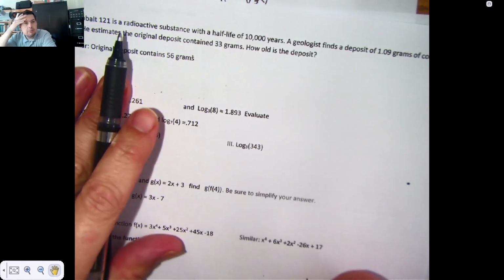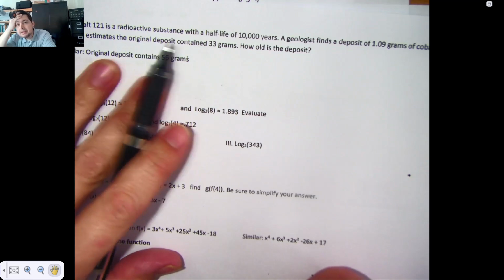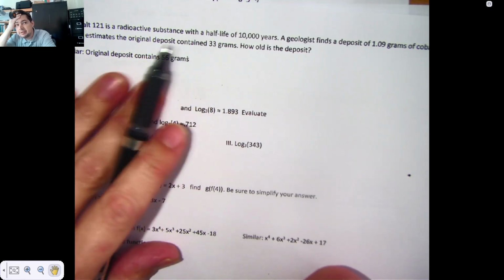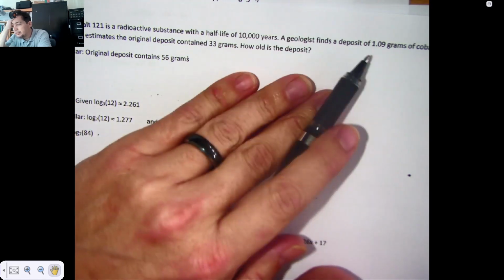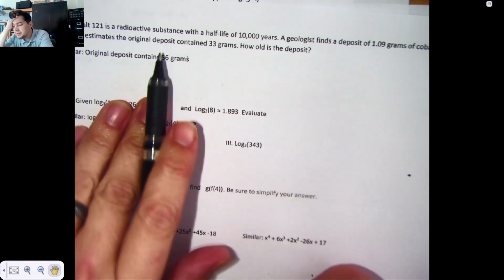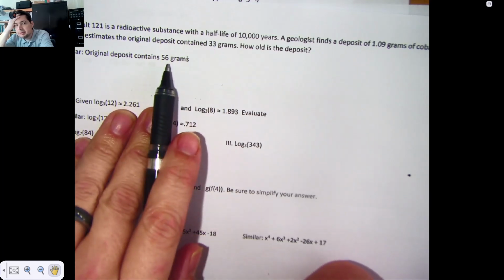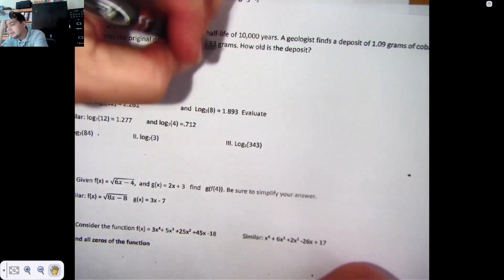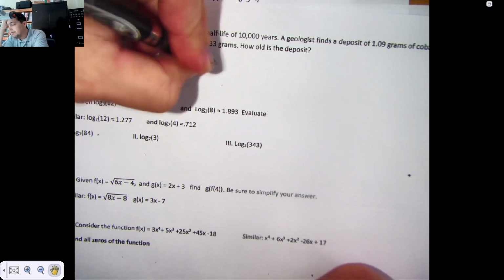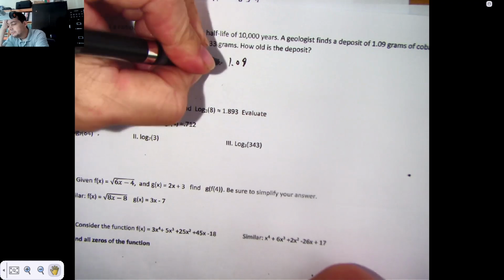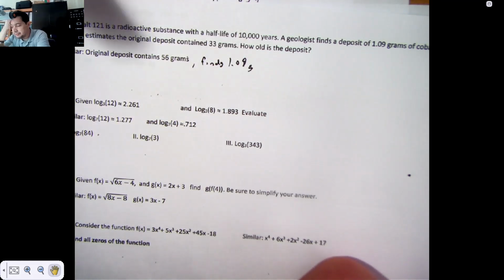Number 17, cobalt-121 is a radioactive substance with a half-life of 10,000 years. A radiogeologist finds 1.09 grams. He estimates the original deposit contained 33 grams. So I have changed this from my similar problem to be 56 grams. And let's keep the finding the same, 1.09. How old is the deposit?